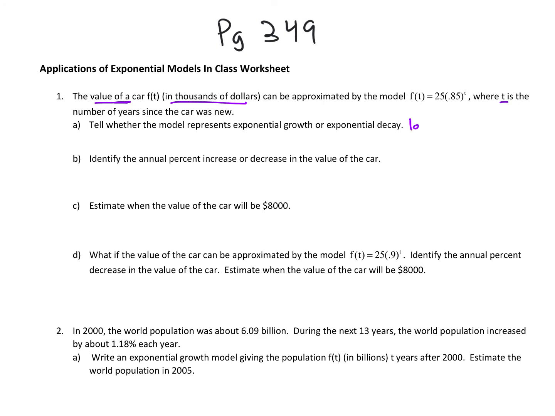So I'm going to look at b, which is right there. Since it's below 1, this is decay, since b is less than 1. Identify the annual percent increase or decrease. We know it's now going to be decrease because it's decay in value of the car. Right? That's what happens with a car, right? It decreases in value as you own it. Okay. So here, that's what we looked at in that last one. It's how far from 1?